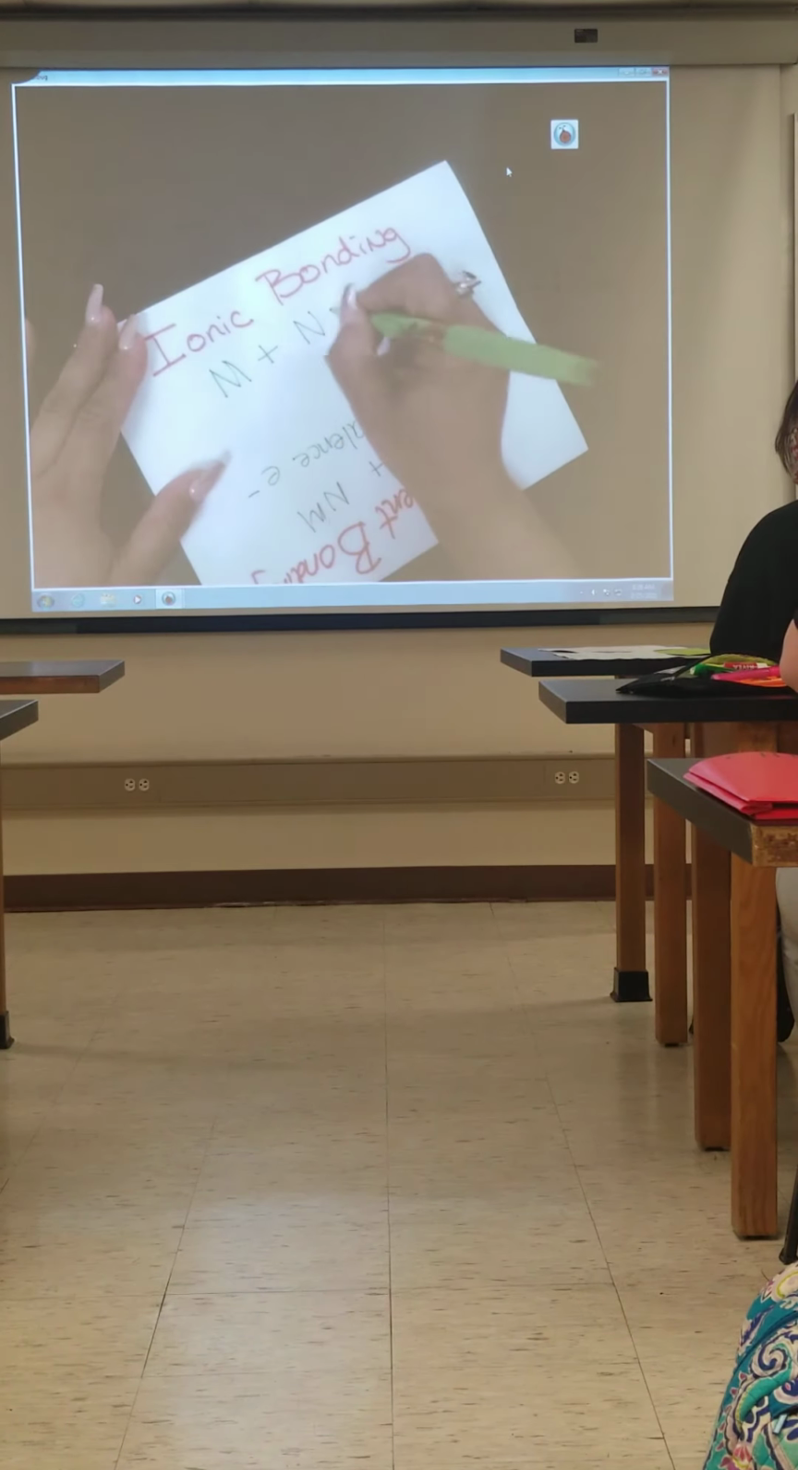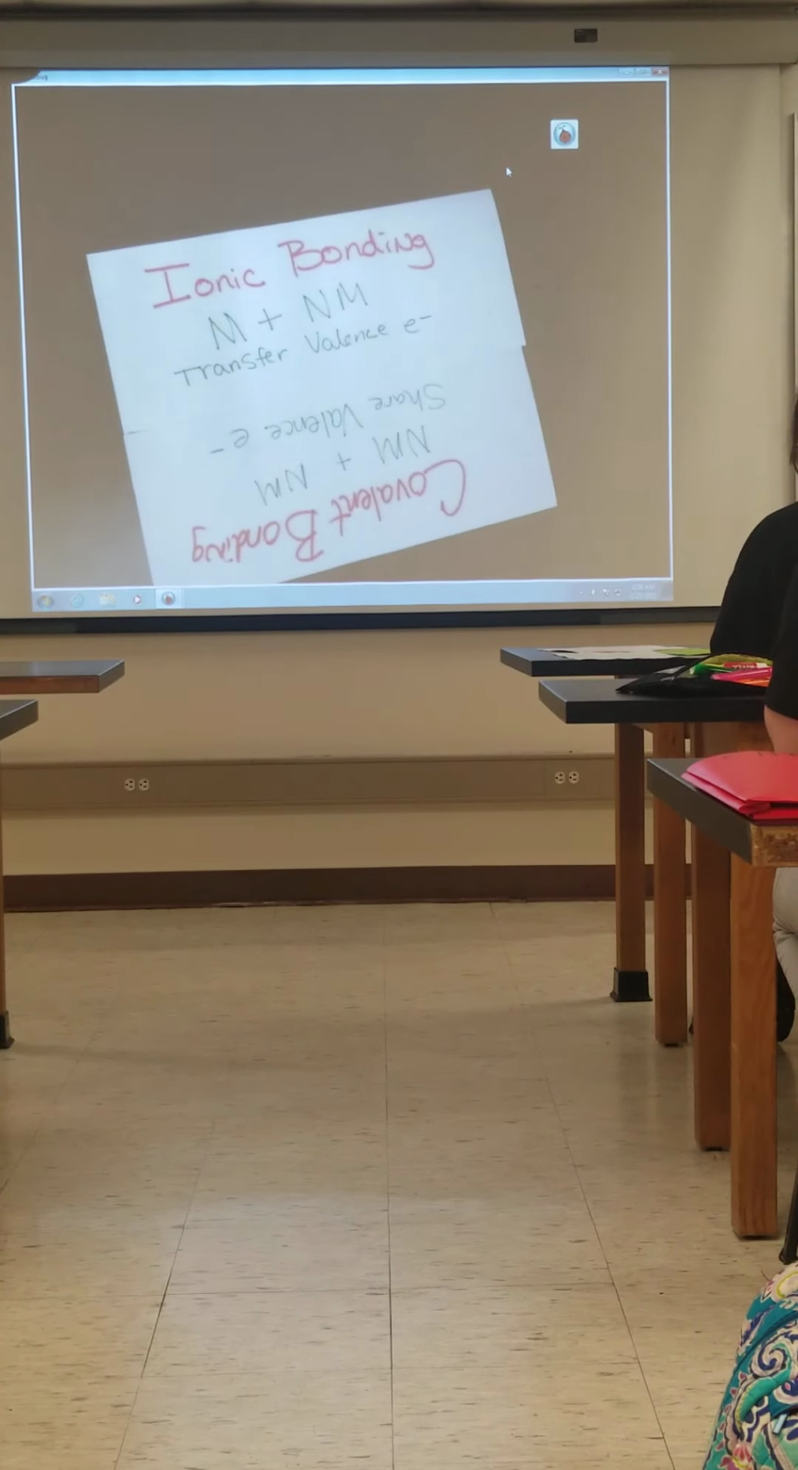The line indicates sharing. Now, ionic bonding is special because it's a metal plus a non-metal, right? But don't forget, it could be polyatomic, it could be a polyatomic nonmetal. But they transfer valence electrons. They say, here you go, I've got this extra one, I don't want it no more. You take it. Okay, I'll accept it.